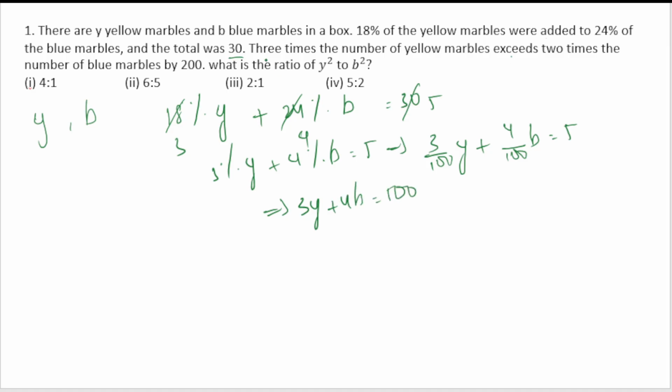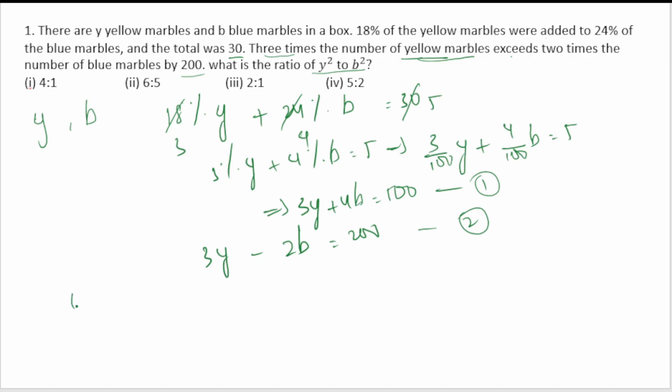This is one equation. Now 3 times the number of yellow marbles, 3Y, exceeds 2 times the number of blue marbles, 2B. So 3Y is more than 2B by 200, so 3Y minus 2B is equal to 200. This is the first equation and this is the second equation. We have to find the ratio of Y square to B square.